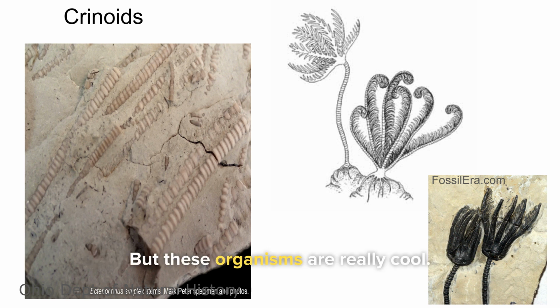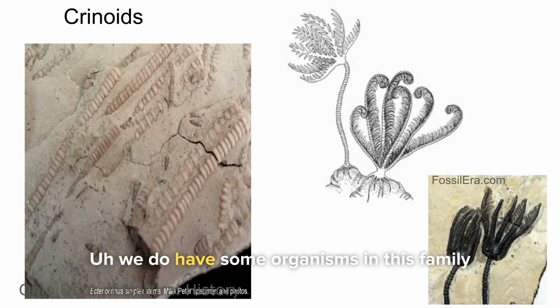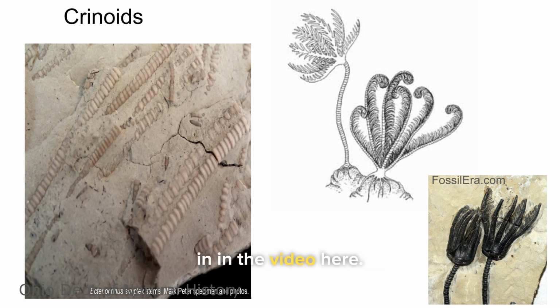But these organisms are really cool. They're also called sea lilies, and we do see some of them alive today. If you are lucky enough to actually find a full fossil of it, you would see the feathery arms that it has towards the head there, and then it has this long stalk, which can be attached to the seafloor. We do have some organisms in this family that were kind of free floating, but what you typically see is that stem. You'll either see it laying across, where you can actually see it laid out, or you'll see it looking down like I showed in the video here.